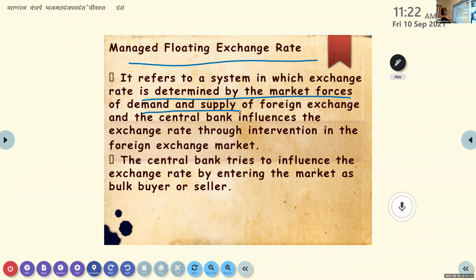At the same time, the central bank also influences the exchange rate by selling and buying. This way, they are influencing the foreign exchange market or foreign exchange rate. How are they influencing the exchange rate? By buying or selling.